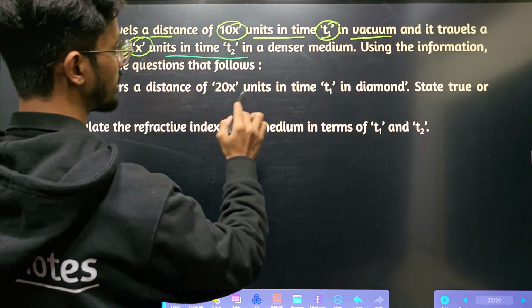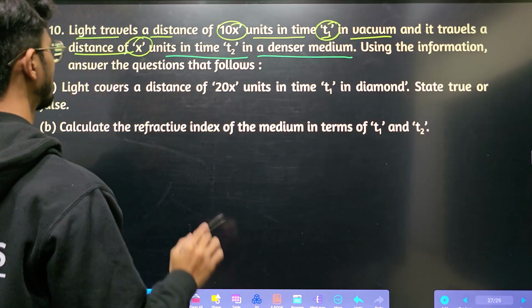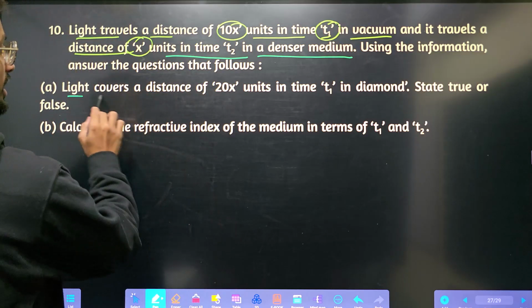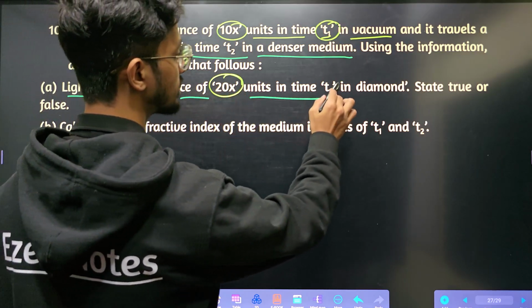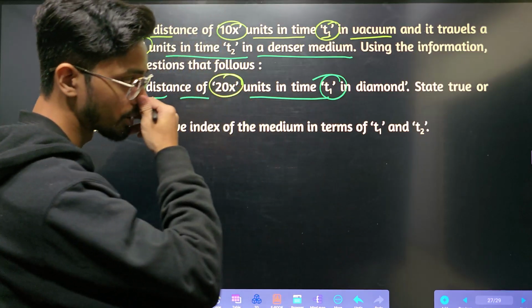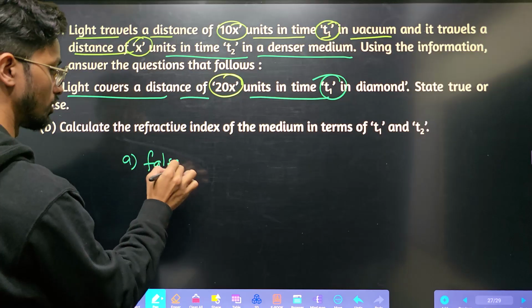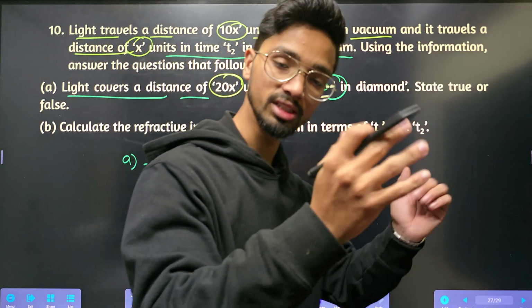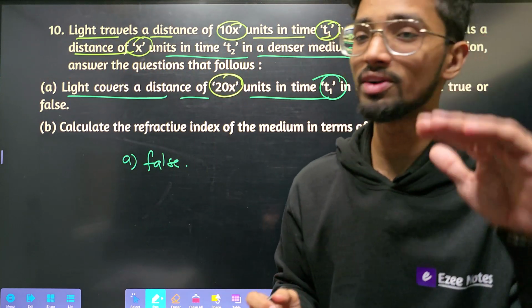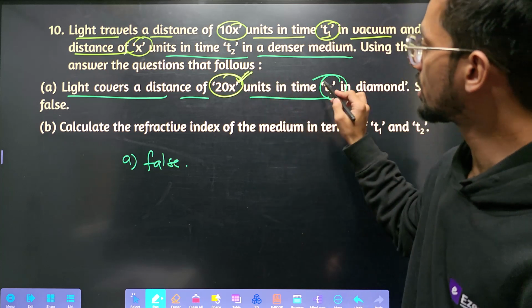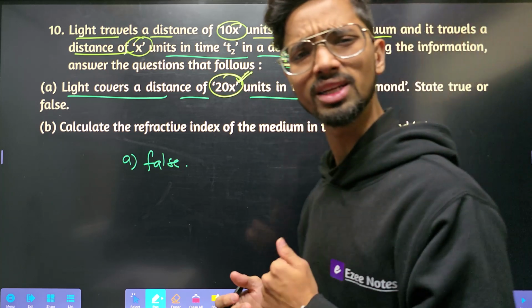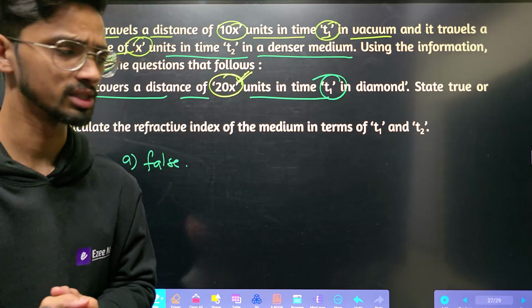Next, light travels a distance of 10x units in t1 time in vacuum, and it travels a distance x units in time t2 in a denser medium. Okay, using the information, answer the following questions. Light covers a distance of 20x in time t1 in diamond. True or false? It's false. Why is it false? Because diamond is a denser medium, so speed will decrease. It's saying 20x in t1, but speed won't increase, speed will decrease.